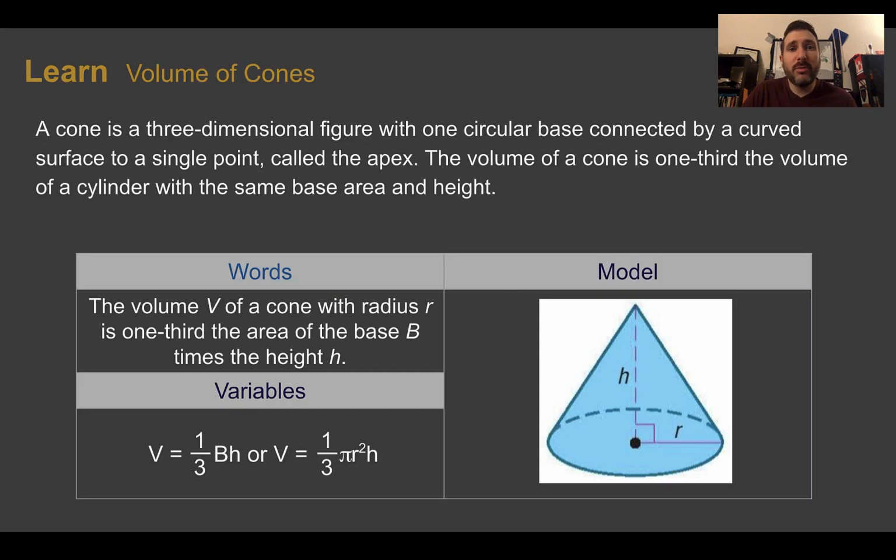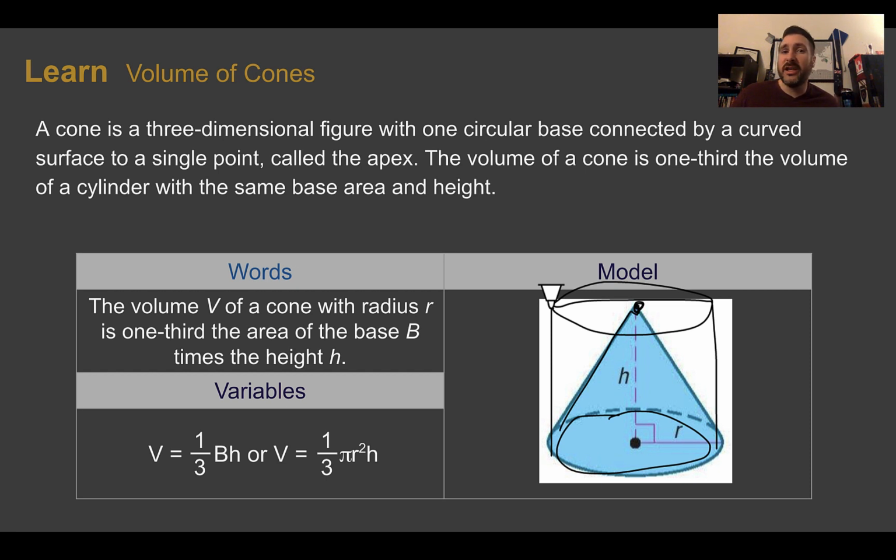Let's learn volume of cones. A cone is a 3-dimensional figure with one circular base connected by a curved surface to a single point. So we can see there's a single point up here called the apex. The volume of a cone is 1/3 the volume of a cylinder that has the same base area and height. So if you can imagine the cylinder from last time looking like this, the cone is 1/3 of that volume.